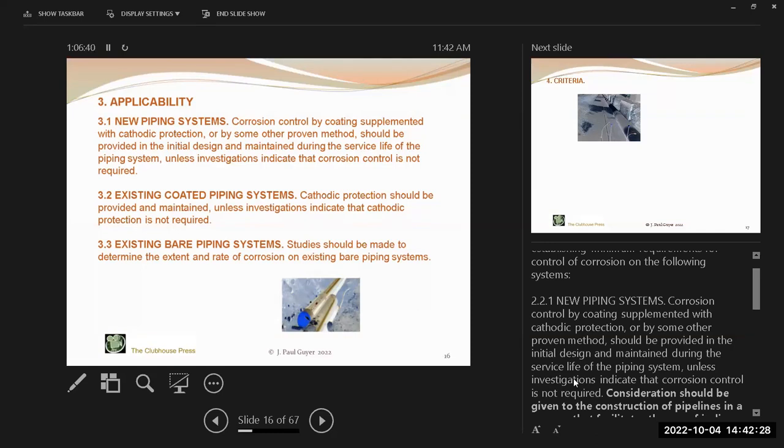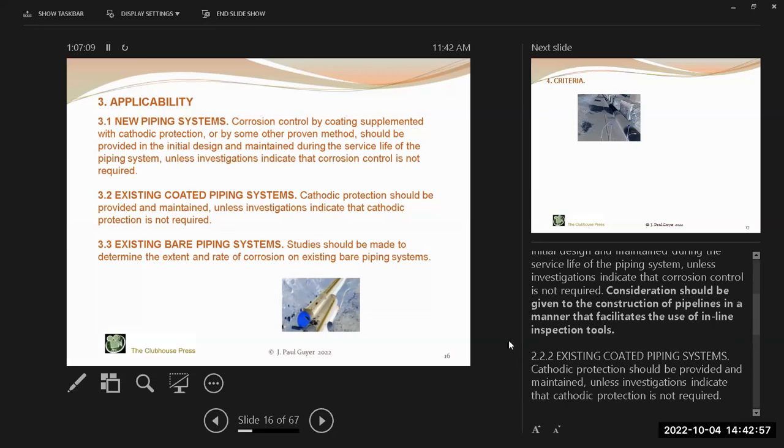And that isn't always the case, because there are a lot of things out there that are buried in the ground, pipes and tanks and this sort of thing, where corrosion control measures such as coatings and cathodic protection were not part of the original design. So you have to go out and evaluate those existing buried tanks and buried pipelines.